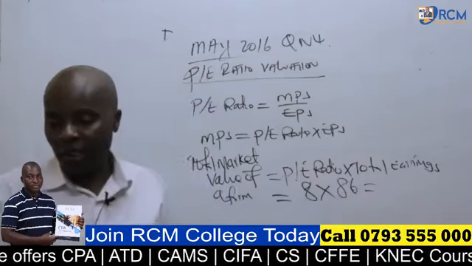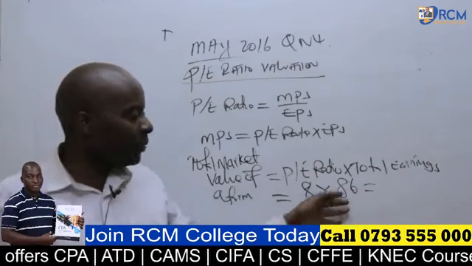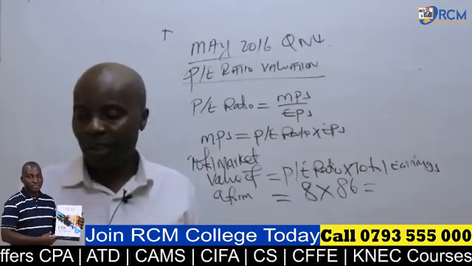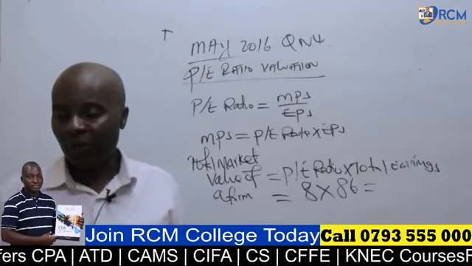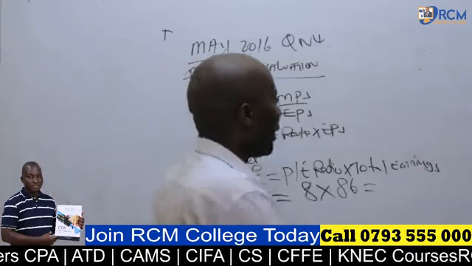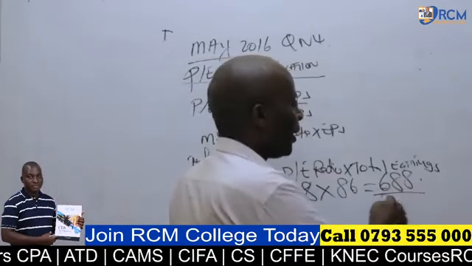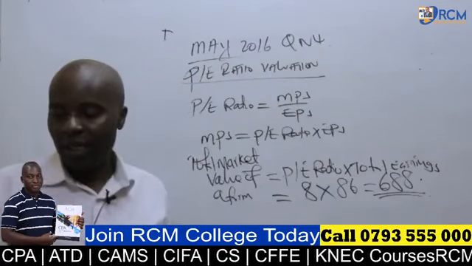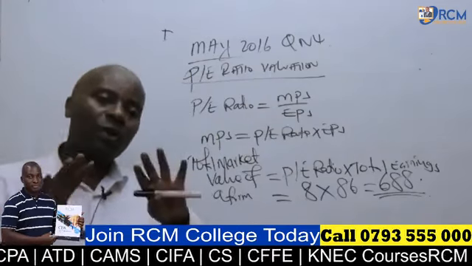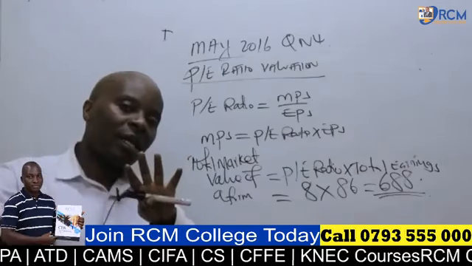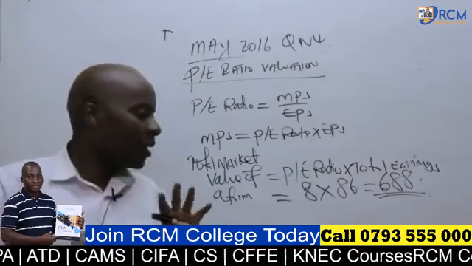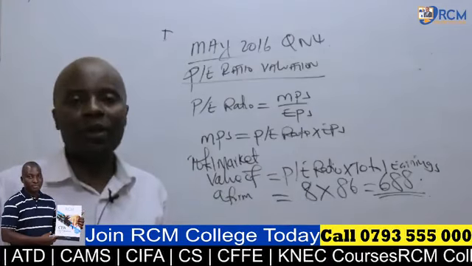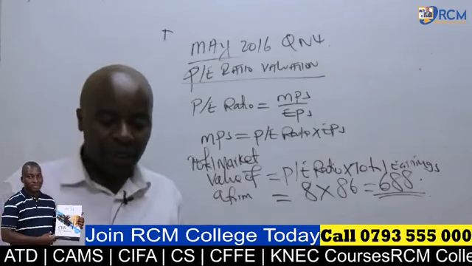So what is 8 times 86? 8 times 86 gives me what value? From Samuel, we are getting 688. So ladies and gentlemen, using the PE ratio model, there is no way I will be able to pay more than 688. 688 million becomes the maximum amount payable.